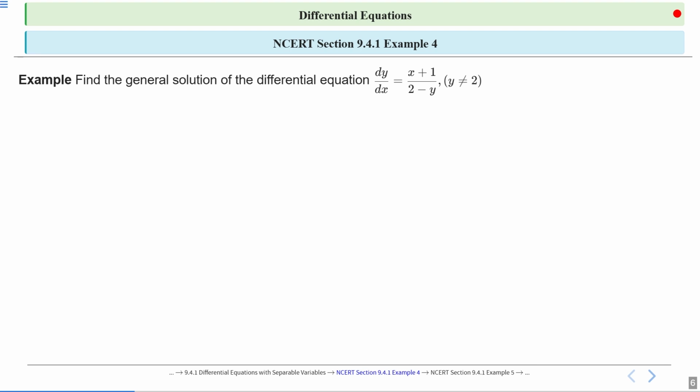So the first example is example 4 of NCERT. Find the general solution of the differential equation dy by dx is equal to (x plus 1) by (2 minus y), and y is not equal to 2. Because if y is equal to 2, then 2 minus y becomes 0. And in the variable separable method, h(y) is not equal to 0.